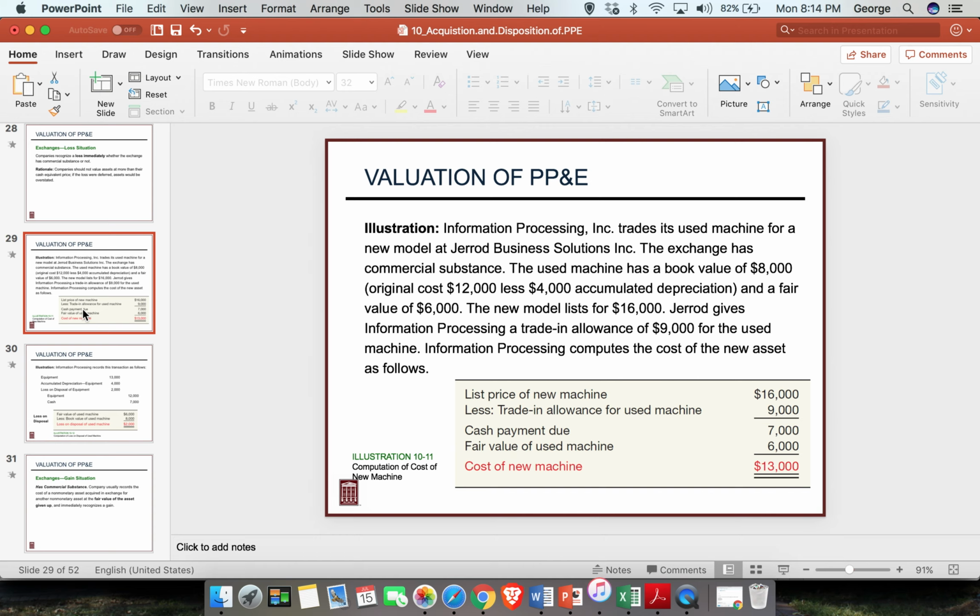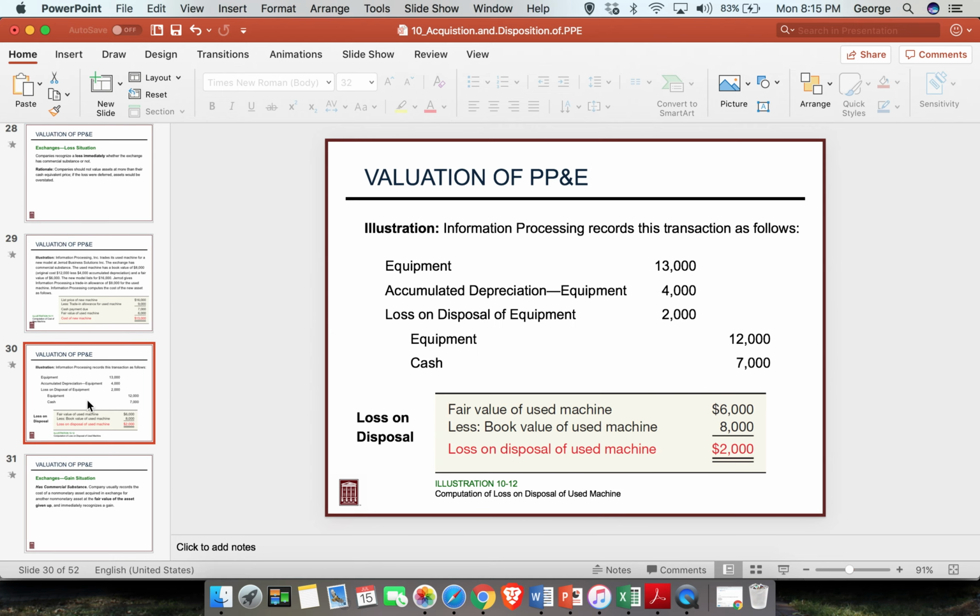Information Processing computes the cost of the new asset as follows. The price of the new machine is $16,000, less the trade-in allowance of $9,000, so the cash payment due is $7,000. Take the cash payment due, add the fair market value of $6,000. That's the cost of my new machine, so $13,000. I'll debit equipment for $13,000.